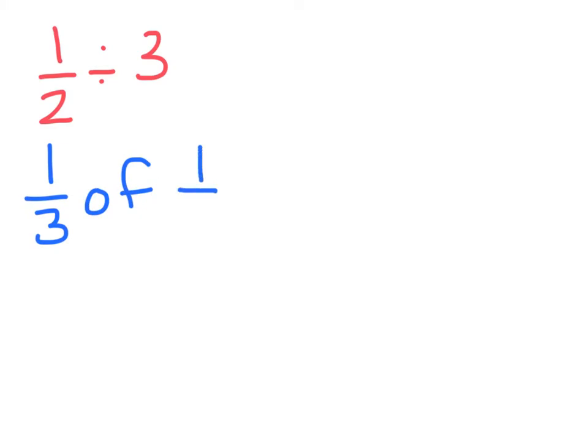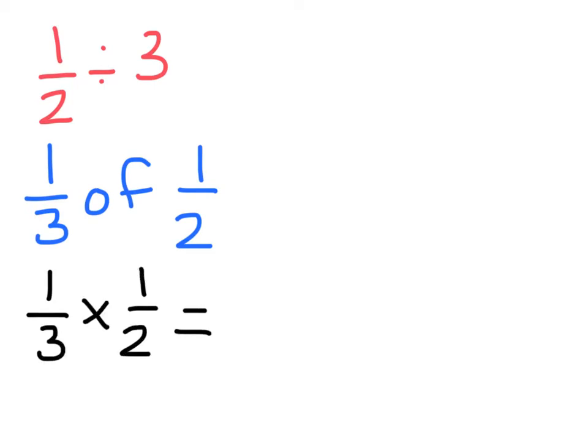In method 2, we'll write our problem like this: 1/2 divided by 3. We can think of this division problem as being the same thing as 1/3 of 1/2, right? Because we're taking 1/2 and dividing it into 3 equal parts, which will give us thirds. So we really have 1/3 of 1/2. And remember, in math, of is code for multiply.